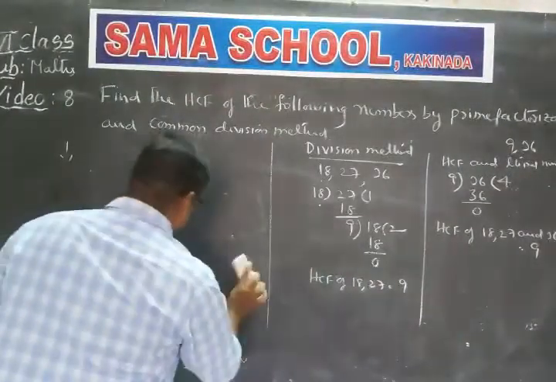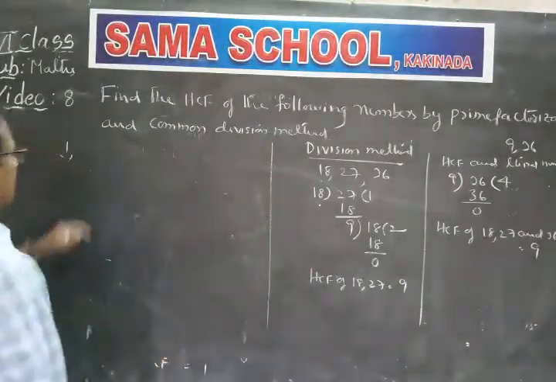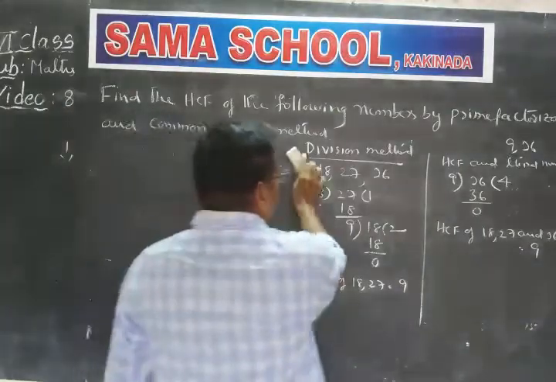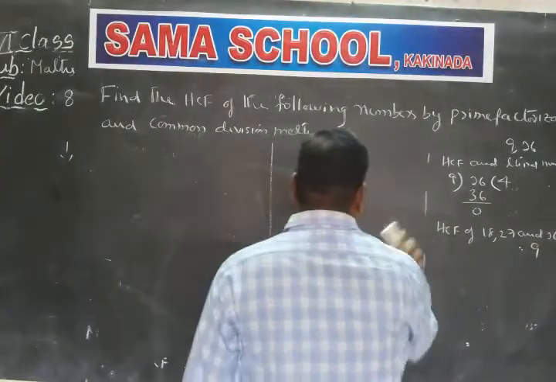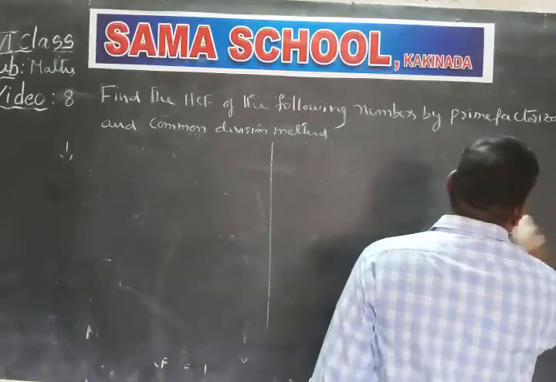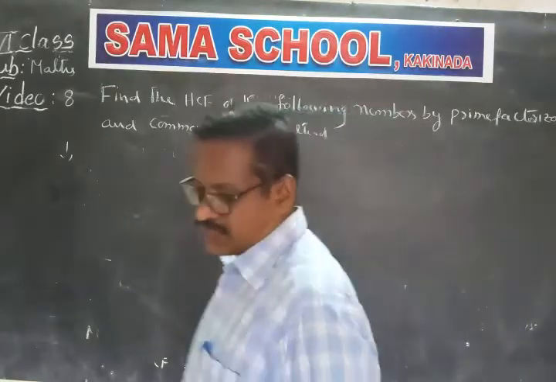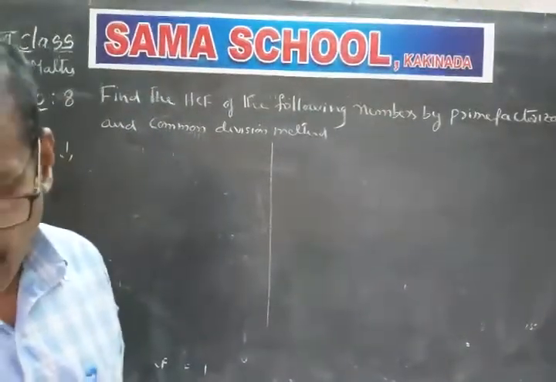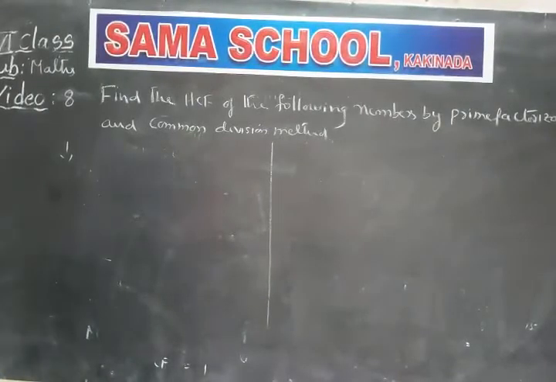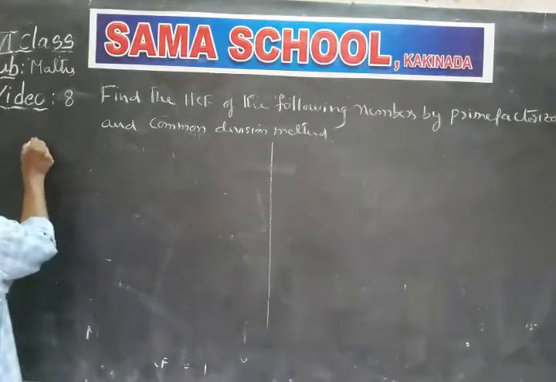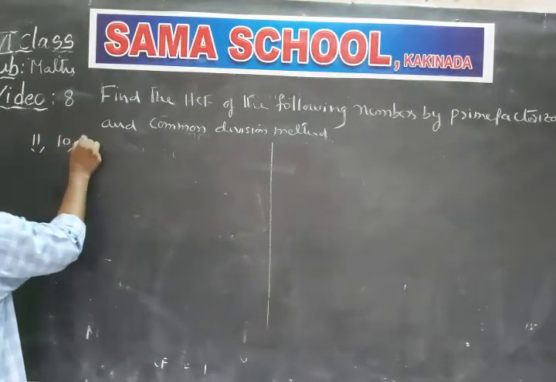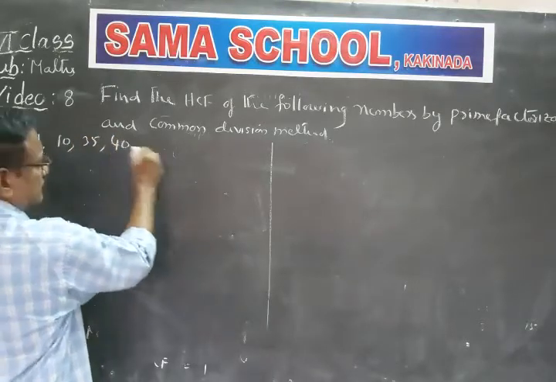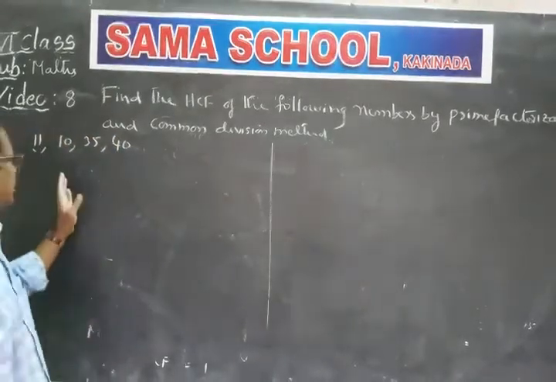The second one: find the HCF of the following numbers by both methods, prime factorization and division method. The first is the second one: 10, 35, 40.